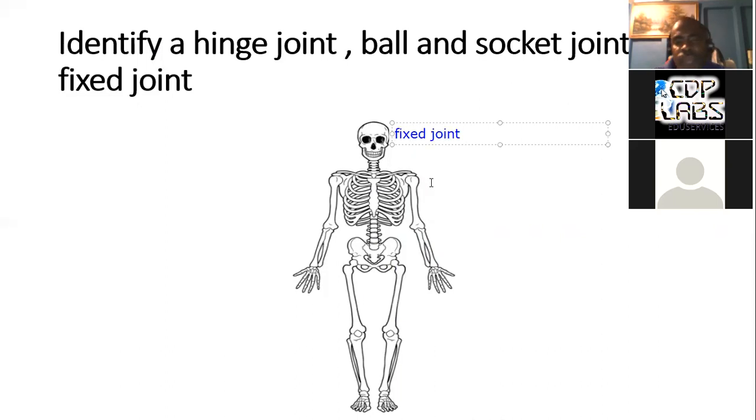By the way, what's the definition of a joint? Anybody can answer. Where two or more bones meet. Okay, two or more bones meet. All right. The definition of a joint is where two or more bones meet. That is it. But now there are different types of joints.